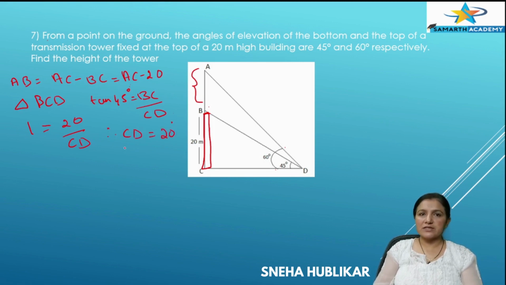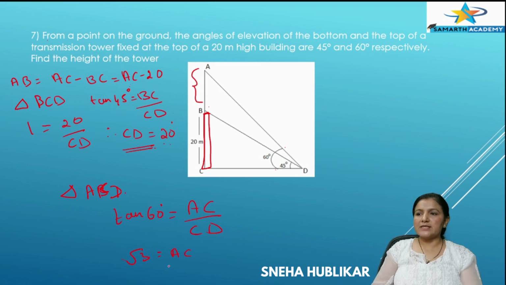Once we get CD, then we will take the bigger triangle. In bigger triangle ACD, what we have, tan 60 is equal to AC by CD. CD we found as 20. So root 3 is equal to AC by CD. Therefore, AC is equal to 20 root 3.